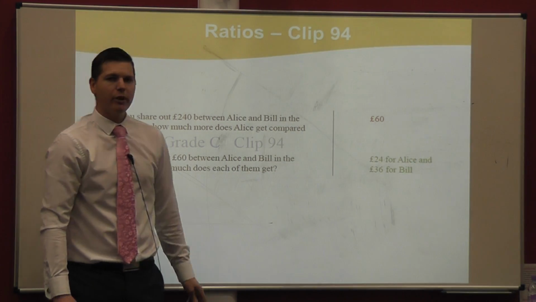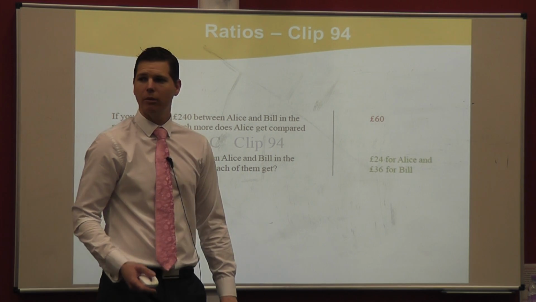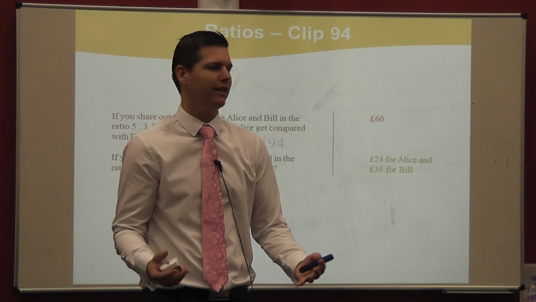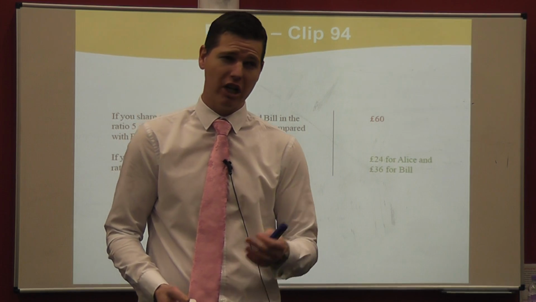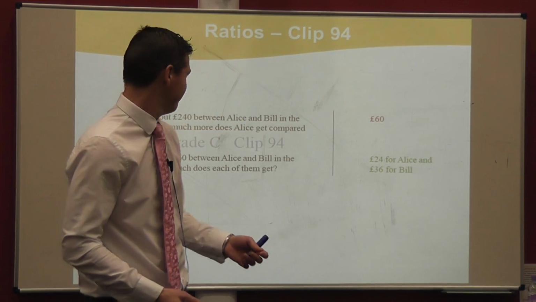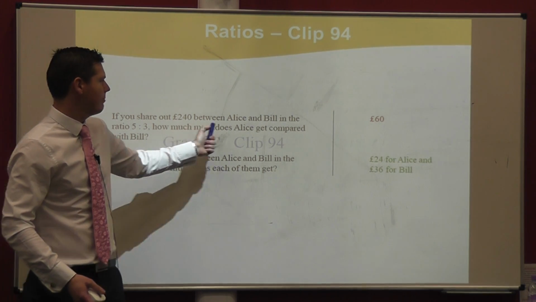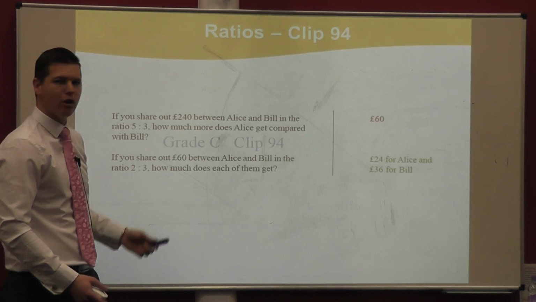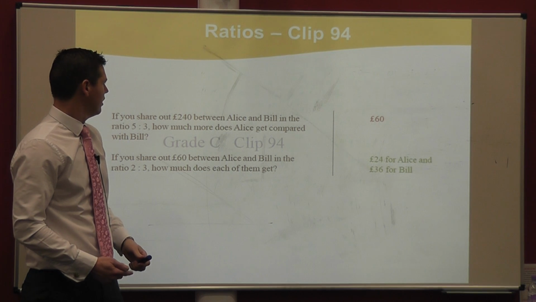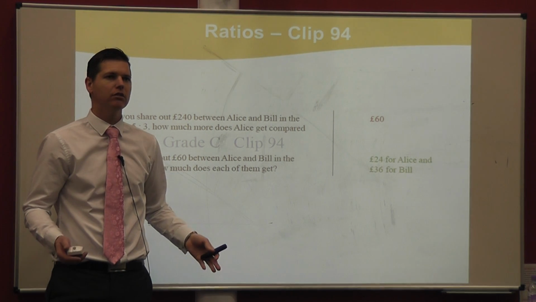Really quickly, a ratio question. So when we have a look at the ratio question, it's talking about parts, it's talking about dividing it. This is a non-calculator paper, don't forget that. So having a look here, 240 pounds shared between Alice and Bill in the ratio of 5 to 3. How many parts is that in total then?